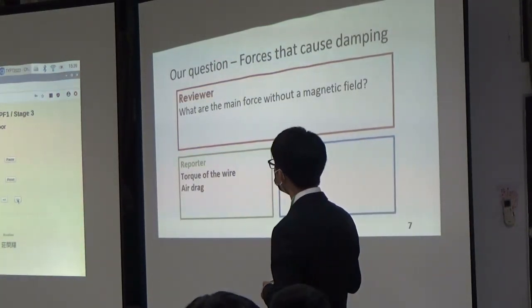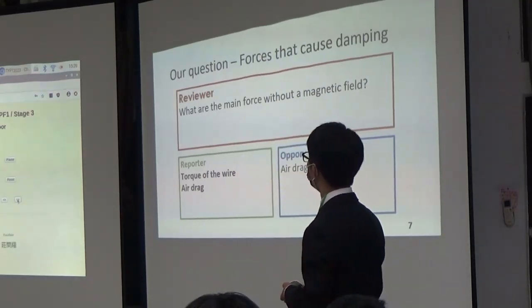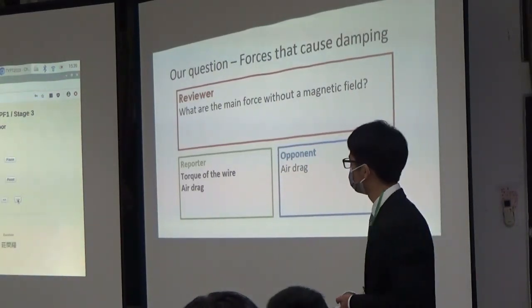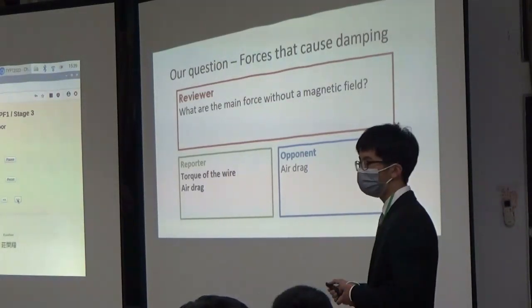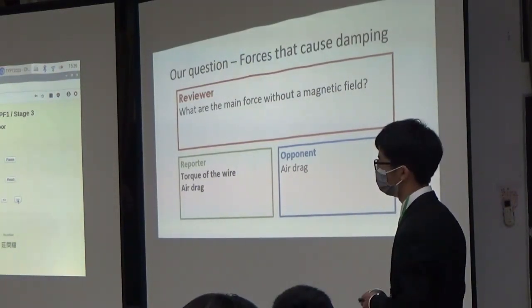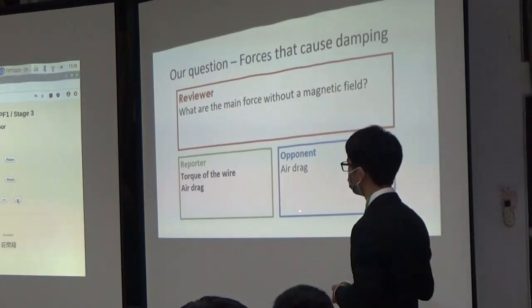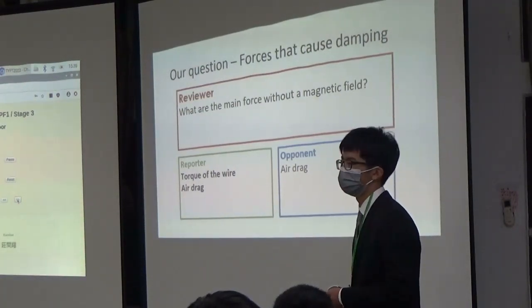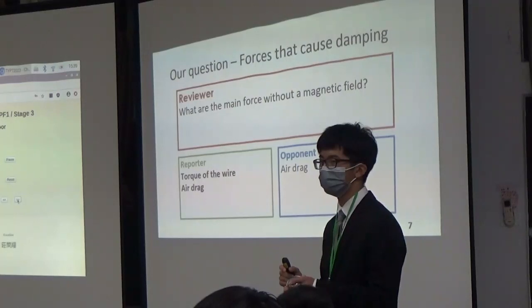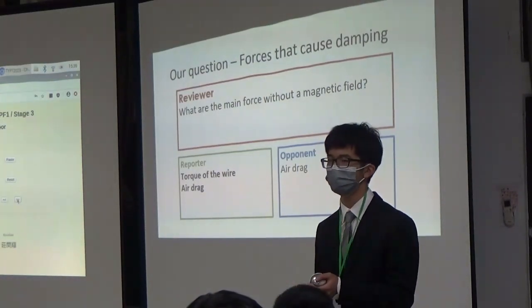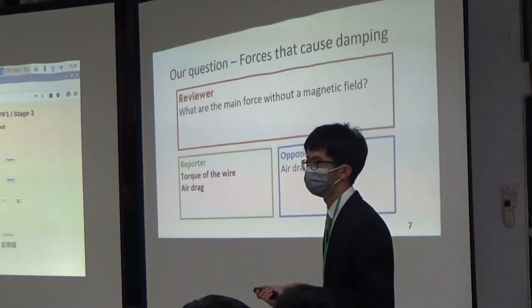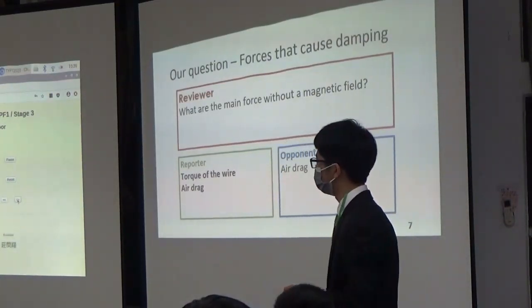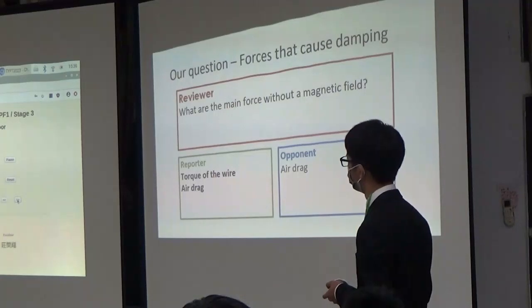And then we asked what the main forces are without a magnetic field. And the reporter says it's the torque of the wire and air drag. And the opponent also believes that it's caused by air drag. We partially agree with this answer because air drag did influence the oscillation. However, the friction at the suspension will also influence this oscillation, and it's also a main force that needs to be considered.